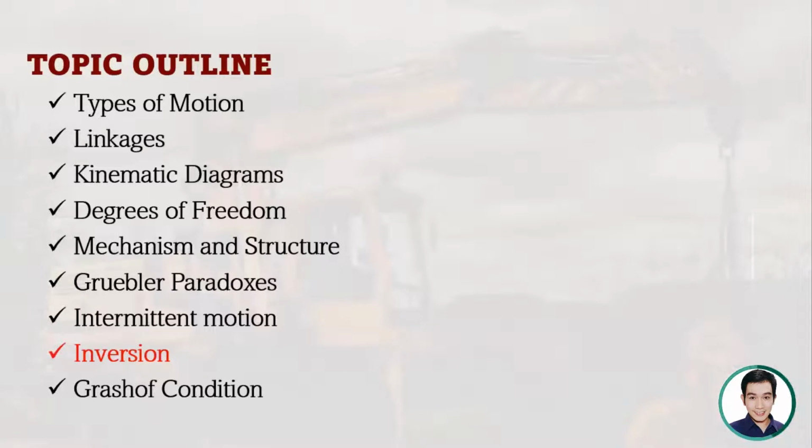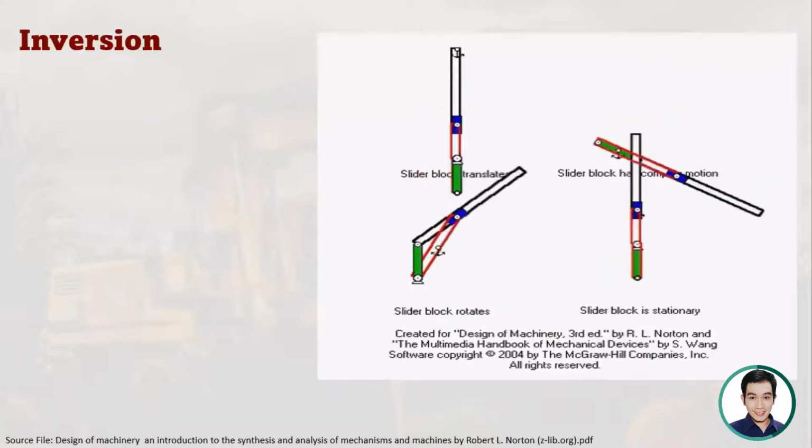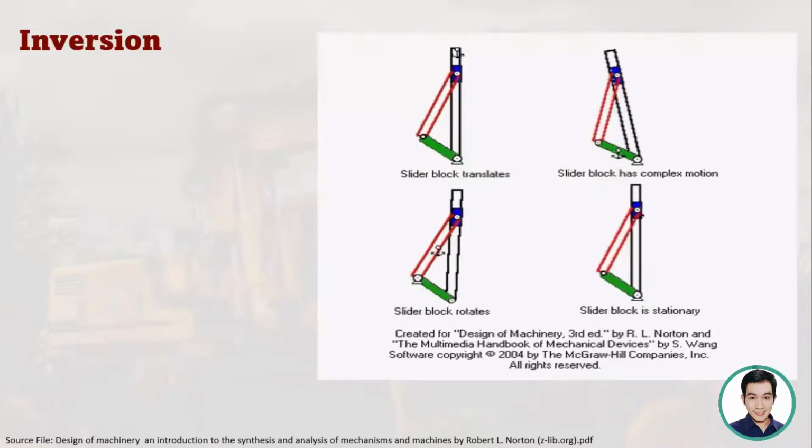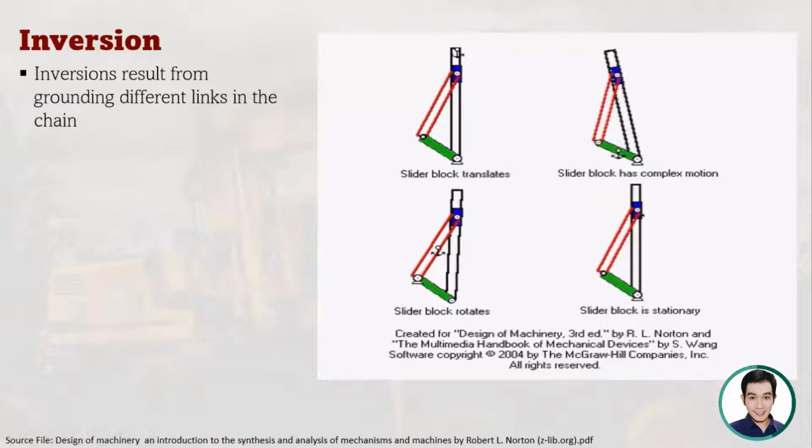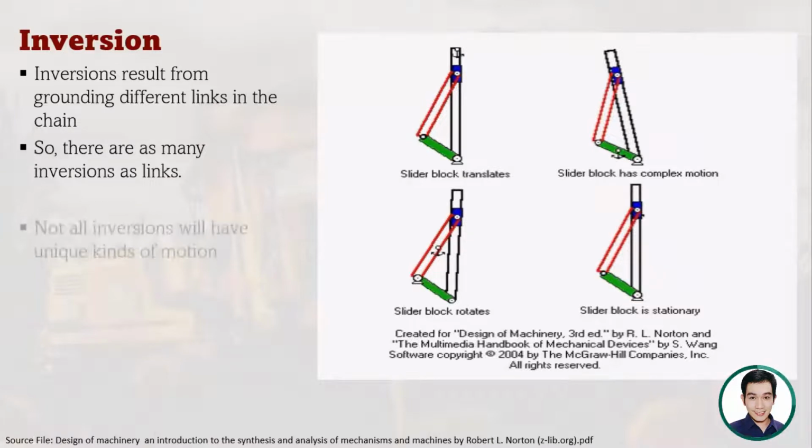So now we are moving forward to the last part of this discussion, which is the inversion. When we say inversion, you can see here a 4-bar linkage. They have the same links arranged in the same manner. It's just that the way we ground is different. So inversions result from grounding different links in the chain. Depending on which link you ground, meaning which link you fix, that particular link will not move. There are many possible inversions as there are links.